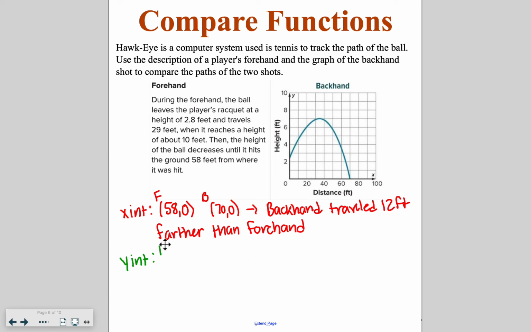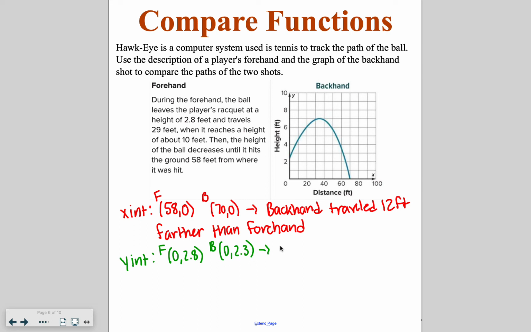And in the case of the forehand, it says that during the forehand, the ball leaves the racket at a height of 2.8. So that means our starting height is 2.8 for the forehand. And for the backhand, if I'm looking at this graph, it's counting by ones. It's slightly above the 2, but not quite up to 2.5. So I'm going to put that at 2.3, might be 2.2 or 2.25. I'm going to just call it 2.3.